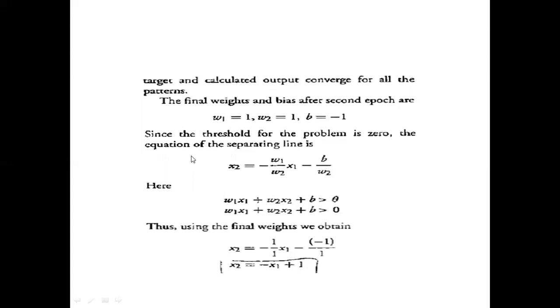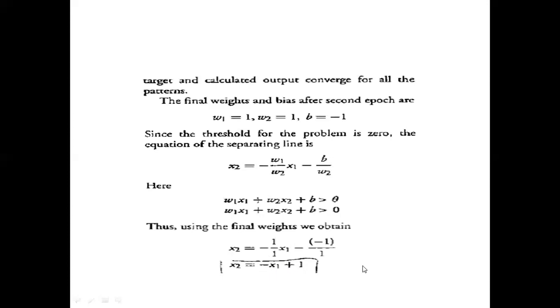The formula for calculating the line function is x2 equals minus w1 by w2 times x1 minus b by w2. We know the condition w1 x1 plus w2 x2 plus b is greater than theta, and we set the threshold value of theta to 0. So x2 will become minus 1 by 1 x1 minus -1 by 1. Ultimately the equation will be x2 equals minus x1 plus 1, that is, x1 plus x2 equals 1.